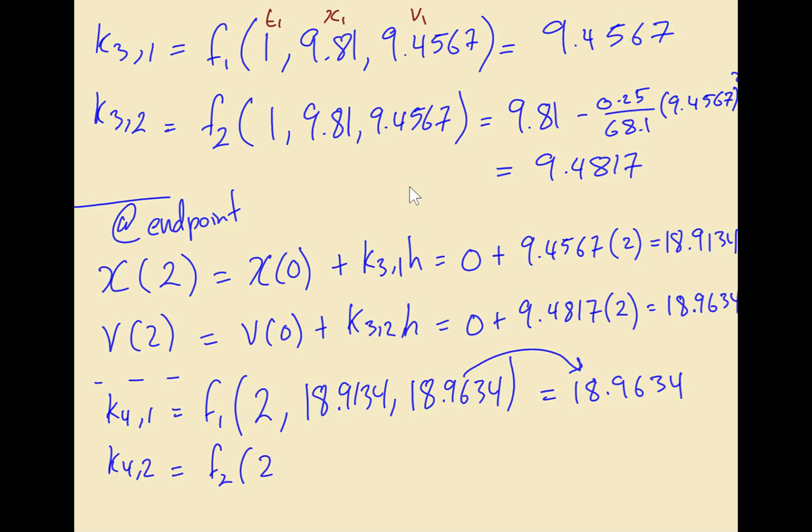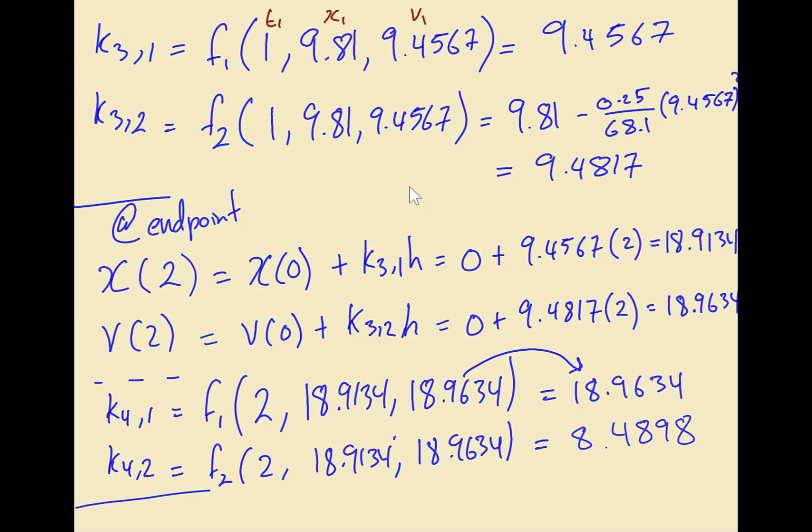K42, on the other hand, is F2, and this is the same inputs. And in this case, we apply the larger equation, right? The gravity one, and we get a value of 8.4898. So now we have all of our k values, k1, k2, k3, k4. We can now solve for the value of the velocity at the future endpoint.